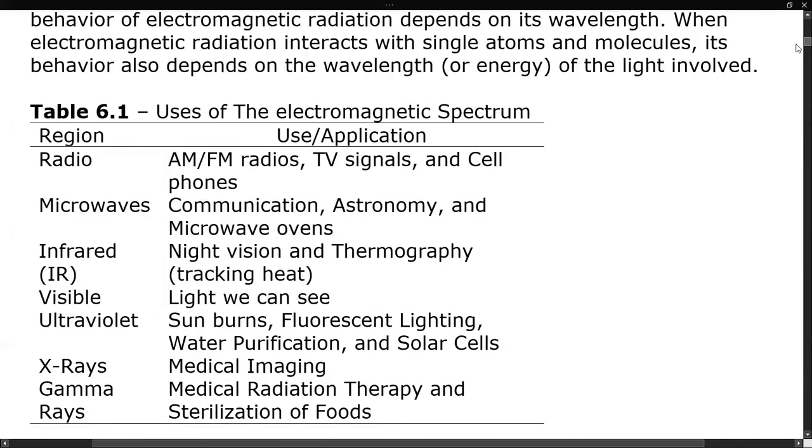This is just a little table with the regions and what they're good for, and so we'll quickly go through those. Radio waves are just what you think they are: your AM, FM radio stations, your TV signals, your cell phones, CB radios, any of a number of things like that. Microwaves are sometimes used in communication, astronomy, and in microwave ovens.